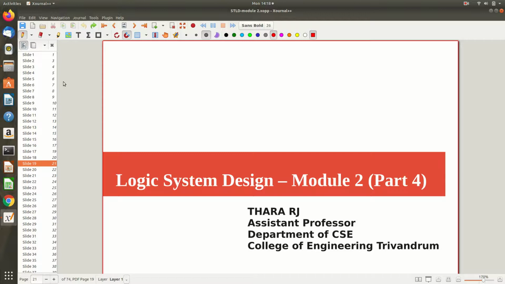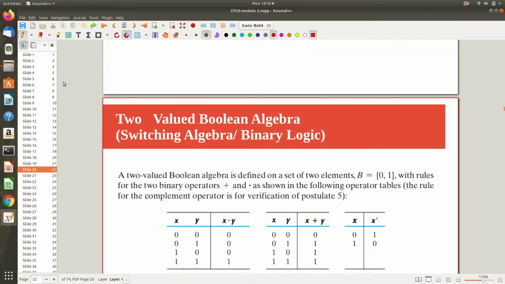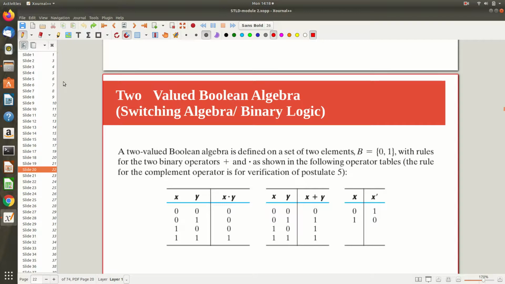So recollect what we were discussing in the last class. We just gave a definition for so-called Boolean algebra, and we saw how it is different from an ordinary algebra that is used in mathematics. Now we will see a very special case of Boolean algebra, that is switching algebra or simply binary logic.